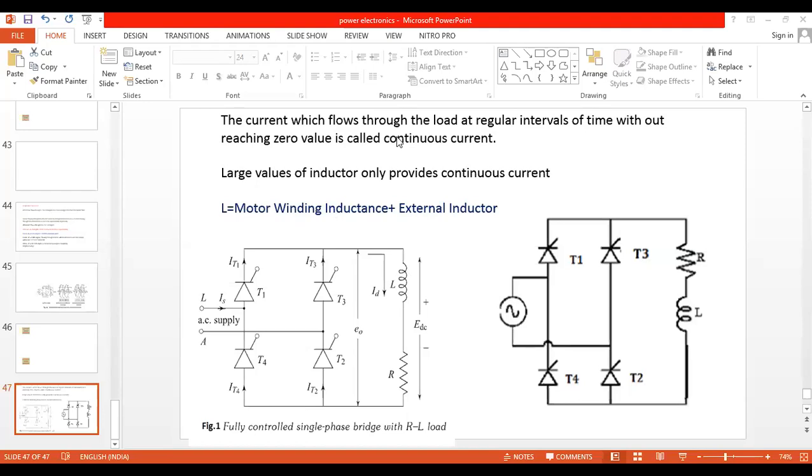One second. Srilata, please mute yourself. You are getting disturbance. Okay.